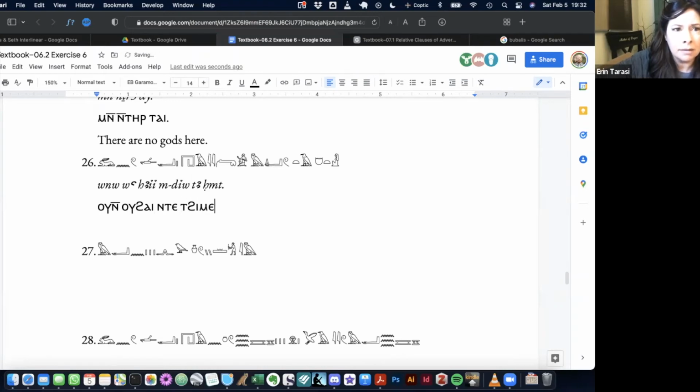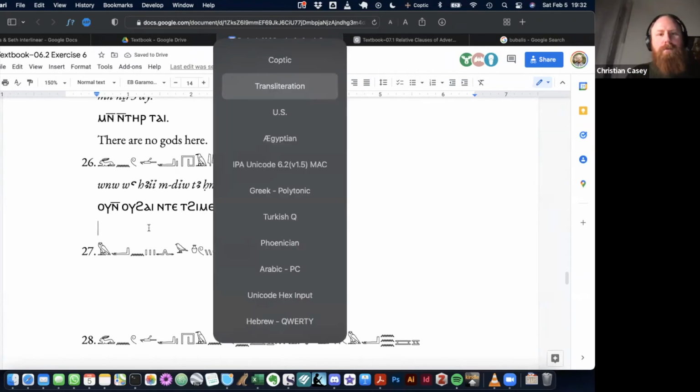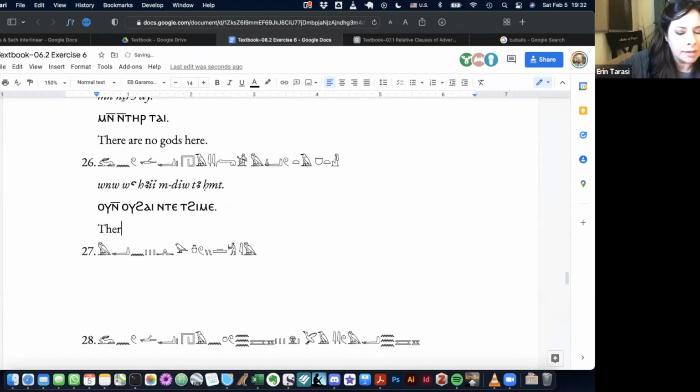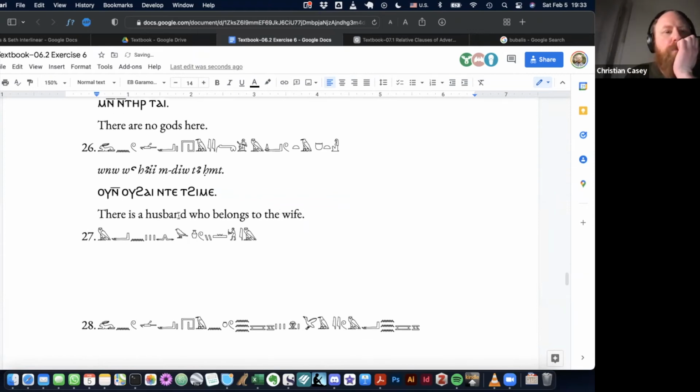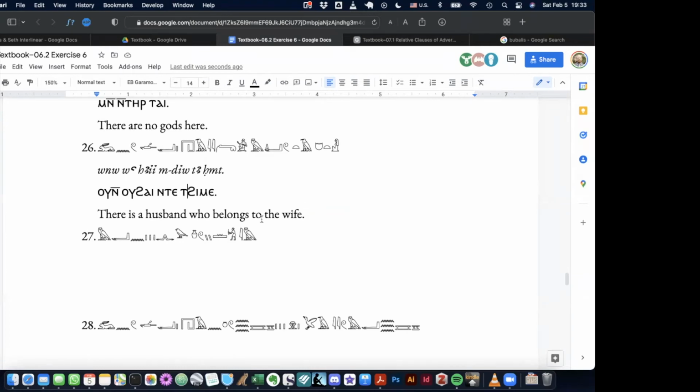That's it. Yeah, another good Coptic sentence. Wow. There is a husband, I wasn't sure about this, who belongs to the wife. Yeah, that's good. Yeah, okay. And this, we haven't actually done this yet, but in Egyptian, this could be Scheme, also, maybe. Why do you think it should be Teshime, Mustafa?